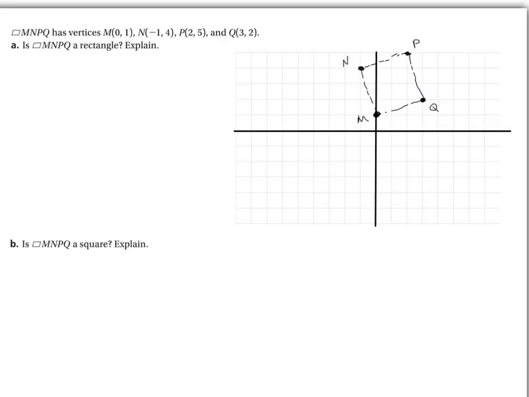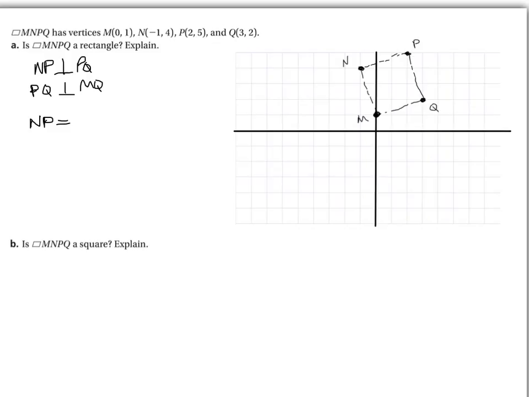So what I need to do is show that NP is perpendicular to PQ and that PQ is perpendicular to MQ. If I can show that, I know there are right angles, so then I know it would at least be a rectangle. Okay, because I know it can't be a rhombus, because a rhombus doesn't have right angles in it. So, NP, let's take a look. In order to find that they are perpendicular, we've got to use their slopes.